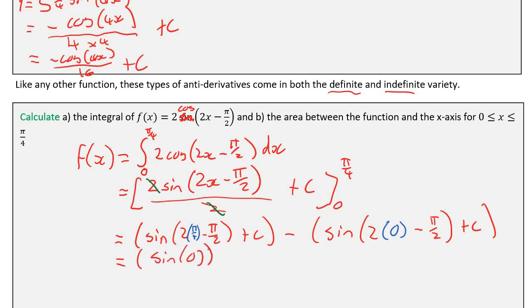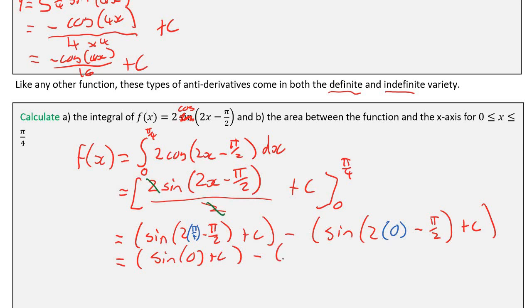Oops. Plus c. What's 2 times 0? 0. What's 0 minus pi on 2 or minus pi on 2? What is sine of negative 90 degrees? Sine 0 degrees. 1. Sine of 0 is 0 because sine is our height. If we were to go down, it'd be negative 1.